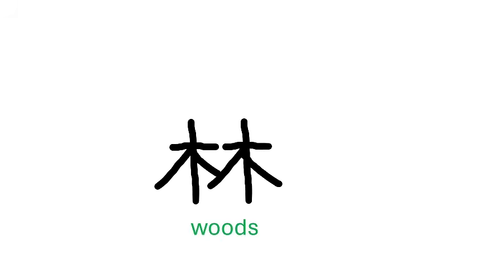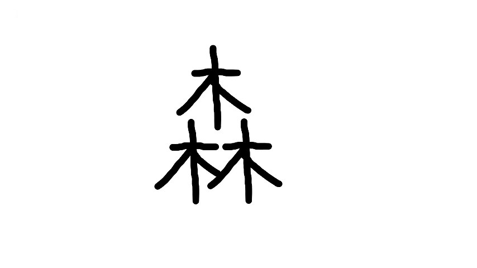Here's another example using the character mu, means tree. We start with one tree. If we add another tree beside it, what does the new character mean? I think you already guessed. It means woods. And what happens if we add one more tree? Now we have 3 trees, and the meaning becomes forest.